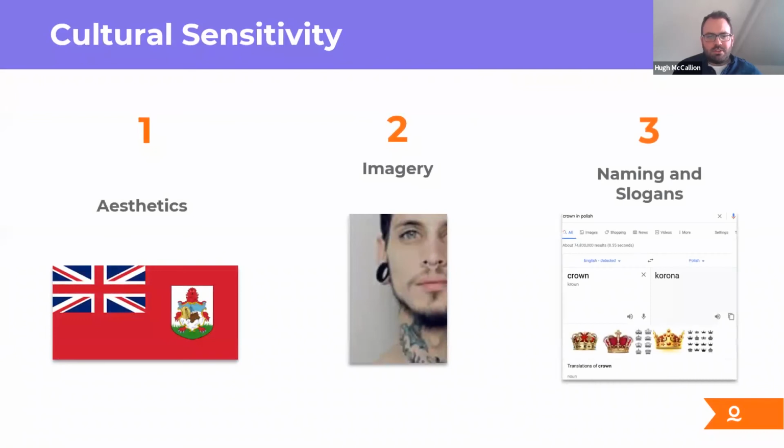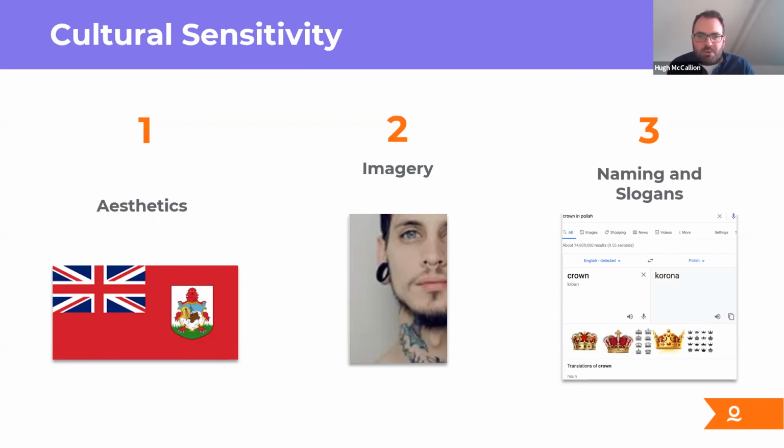Other considerations, to take it out again to an international level, are things around cultural sensitivity. So what could possibly join up the Bermudan flag, a heavily tattooed and pierced man, and a crown in Poland? Well, I'll explain. The first one is around aesthetics. A really good example of this is some of the work we've done previously, when a client of ours asked us to evaluate specific colors in different countries and how they're perceived.